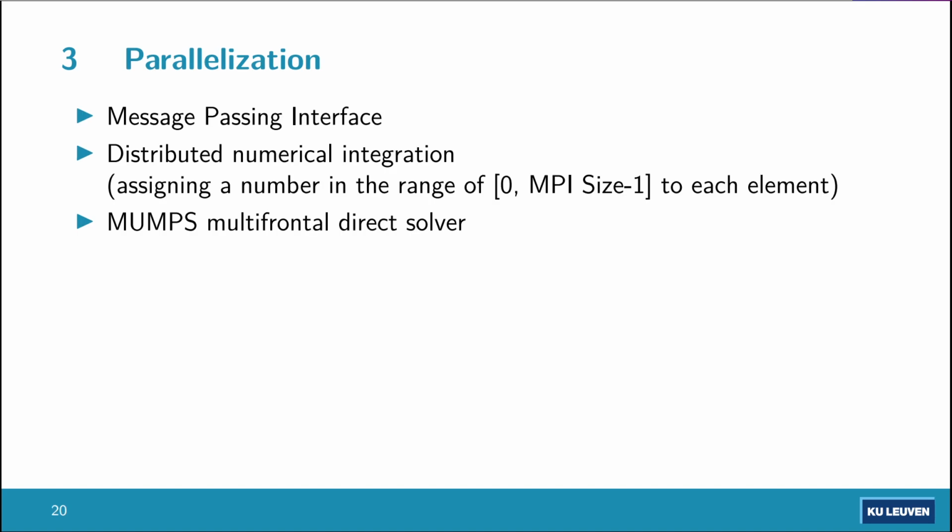In order to parallelize the code, we took advantage of the Message Passing Interface, MPI, and we have developed distributed numerical integration in which we assign a number in the range of 0 to MPI size minus 1 to each element, uniformly or non-uniformly, but equally. So each MPI core, each MPI node, will have a certain number of elements to perform the numerical integration on. And then we assemble the matrices and use MUMPS multifrontal direct solver to compute the final solution in each time step.